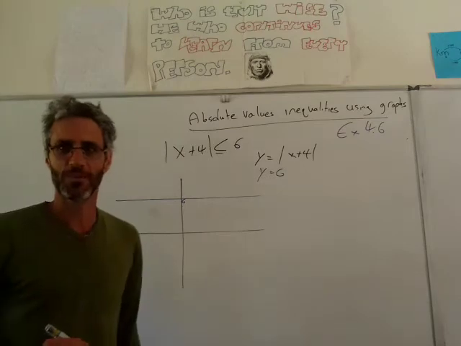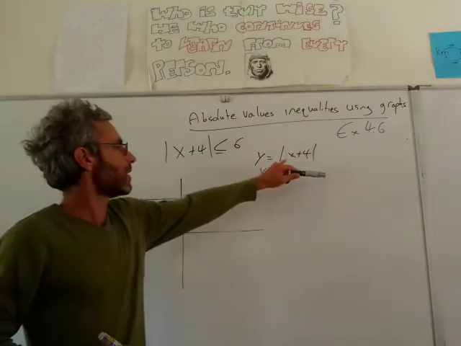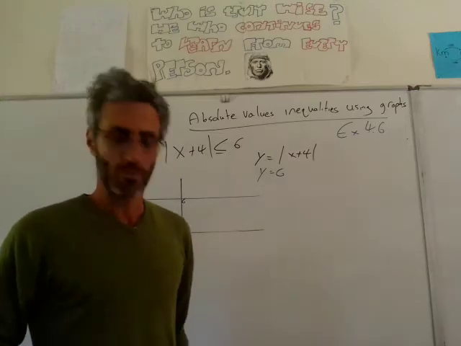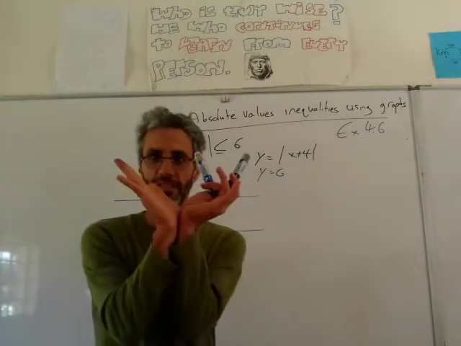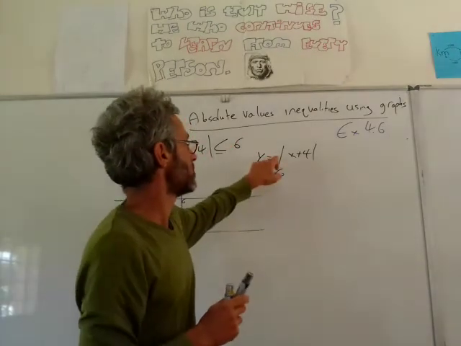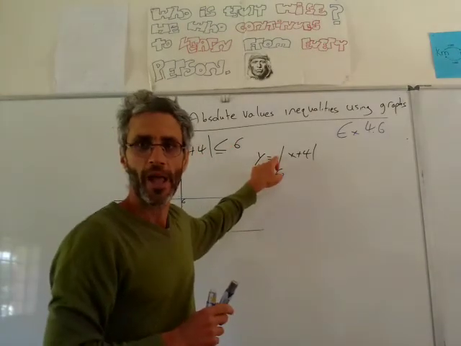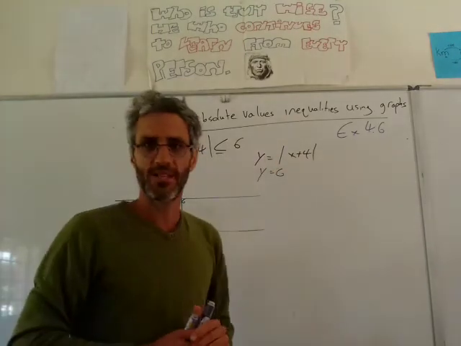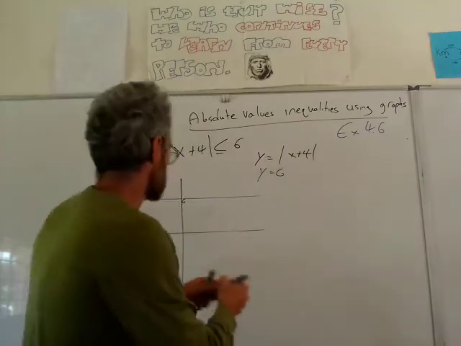That's y equals 6. Okay? Now, what about x plus 4 in absolute value? We've drawn these graphs before. We know it's a V graph, isn't it? It's a V graph facing up because this is positive, okay? And we know that the salient point is where this business is 0, which is x equals minus 4.